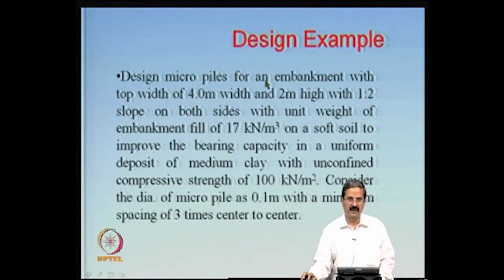I will try to give a small example. Design micropiles for an embankment with a top width of 4 meters and 2 meters high, with 1:2 slopes on the sides, with a unit weight of embankment fill of 17 kN per cubic meter, on soft soil to improve the bearing capacity, in a uniform deposit of medium clay with unconfined compressive strength of 100 kN per square meter. Consider the diameter of the micropile as 0.1 meter with a minimum spacing of 3 times center to center. So what you are trying to do is construct an embankment on reasonably soft soil, with unconfined compressive strength of about 100, which is reasonably good.